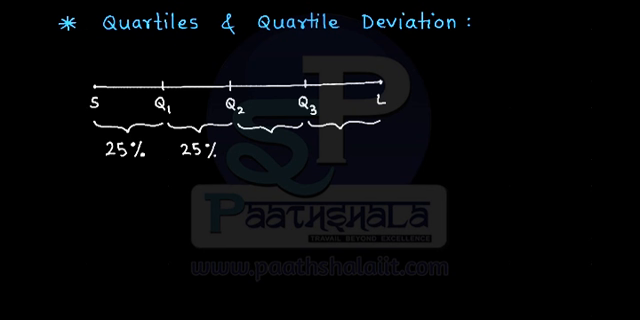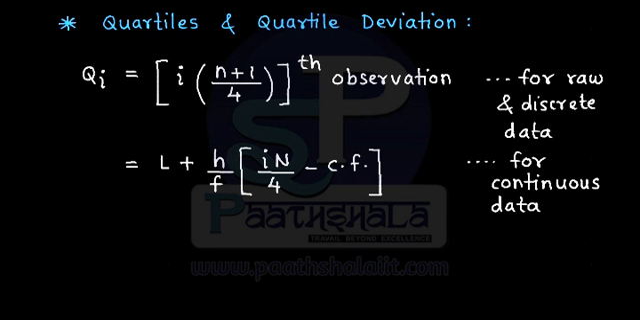Now let us go ahead and see the formulae to calculate the quartiles. The ith quartile Qi is given by the i into (n plus 1) upon 4 th observation. The observation at this position is the ith quartile for raw and discrete data. In case of continuous data we have the formula L plus h upon f into (i n upon 4 minus cf). You will see this formula looks similar to the formula we use to calculate the median, simply because the median is nothing but the second quartile.